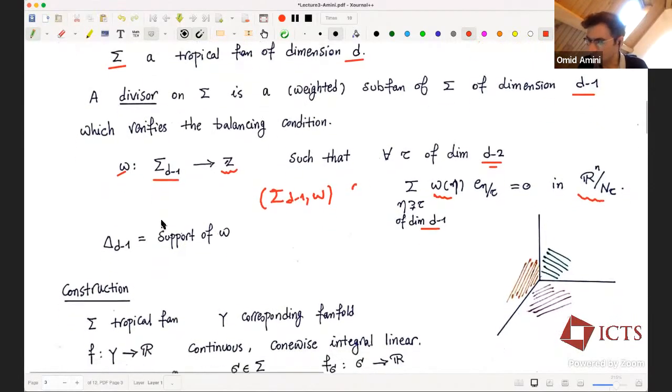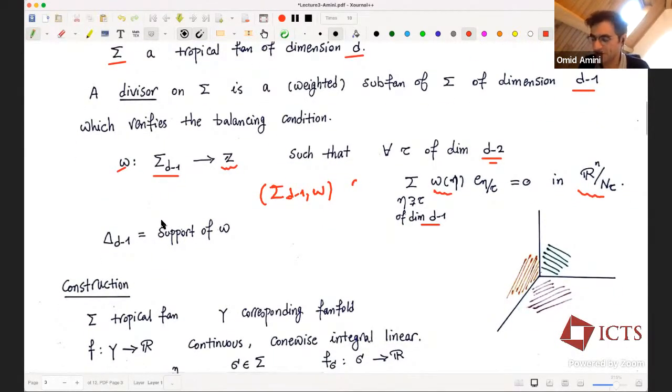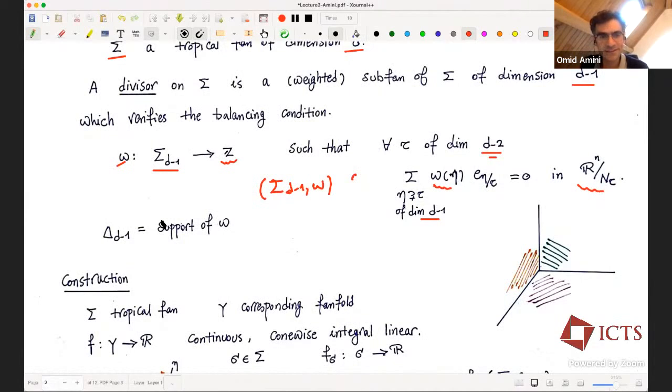How do you produce divisors? Because it's not very clear from here. It turns out that divisors are actually easy to construct, and in some sense, if the tropical fan has some basic nice properties, then this is the only way. This construction is the only way to produce divisors.